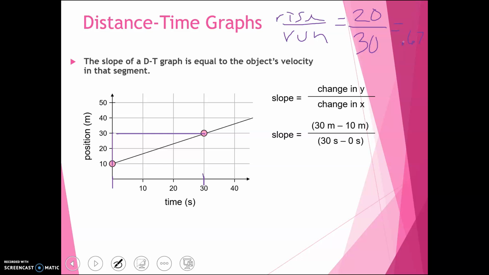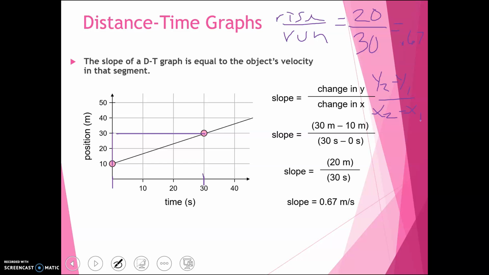Okay, or you can use the coordinate points. You can plug in your values, so your y1 and y2 values. So remember, change in y is y2 minus y1 over your x2 minus x1. So you can plug in your values, simplify, and you get the exact same answer. So no matter how you want to solve for the slope, both methods are perfectly fine.